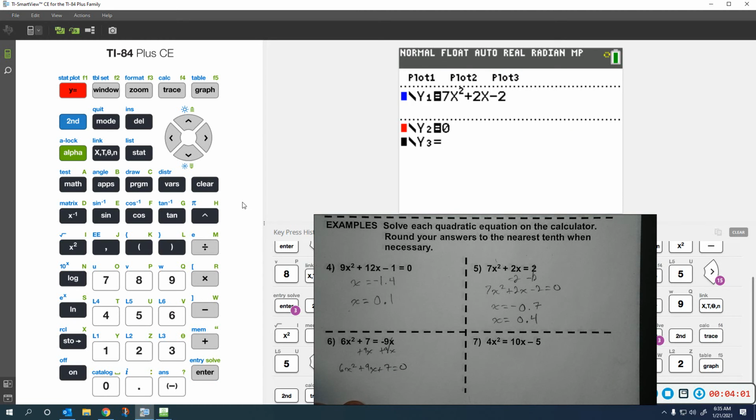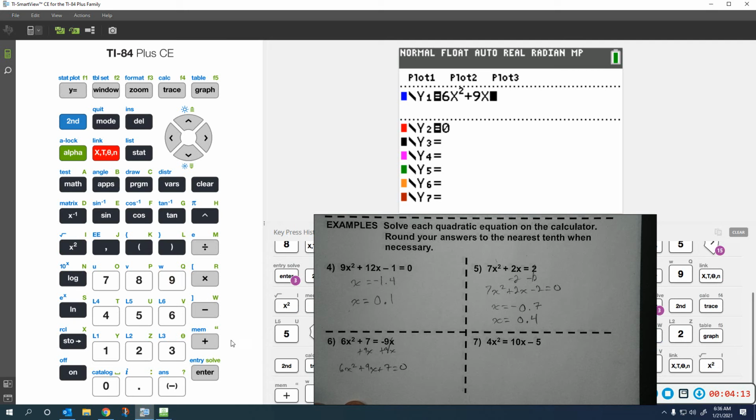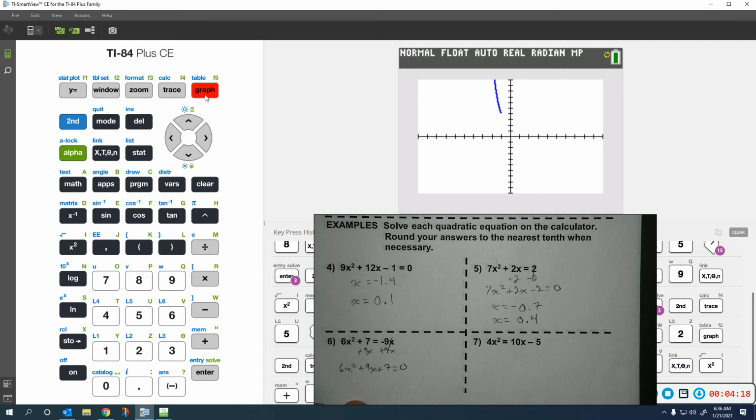So, go to your y equals, clear out your first one. We want to leave that y equals 0 on the second one every single time. Let's type in our new one: 6x squared plus 9x plus 7. Hit graph. Now we look at our graph. Does this one cross my x-axis anywhere? No, it does not. So it will be no solution. It will only have solutions when it crosses the x-axis.